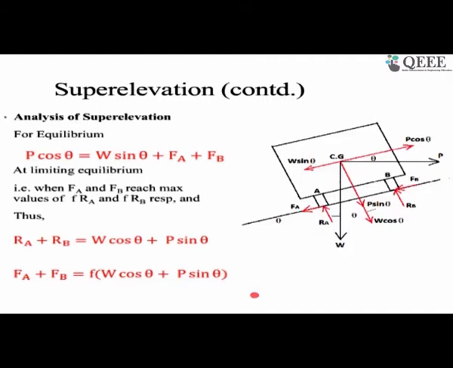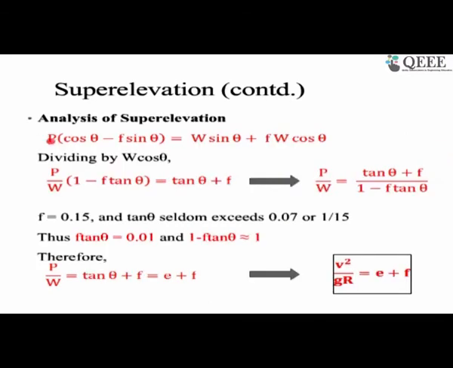If we move on to the next slide, we'll see how we can consider this. If we replace that Fa plus Fb in the first equation, then we can easily rewrite it as P times cos theta minus F sin theta is equal to W sin theta plus F cos theta. In both cases, if we divide by W cos theta, we are going to get P by W times 1 minus F tan theta equal to tan theta plus F. So now we are coming to this P by W equal to this equation.